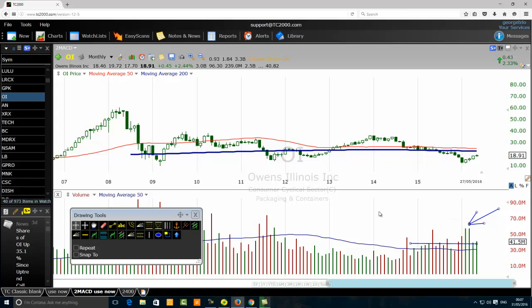All right, let's pay attention to what is happening here on this monthly chart. We can see that the moving average 50, which is the red line, is above the moving average 200. But the moving average 200 is not rising and not declining. It's horizontal. The moving average 50 is also horizontal. Whenever we see the moving averages going horizontal, it's alerting us that the stock is not trending but is consolidating.